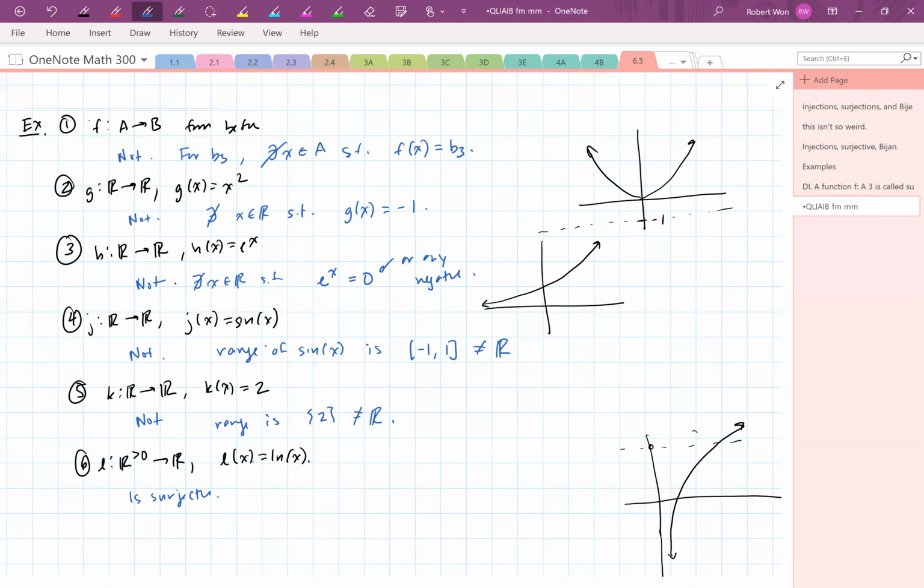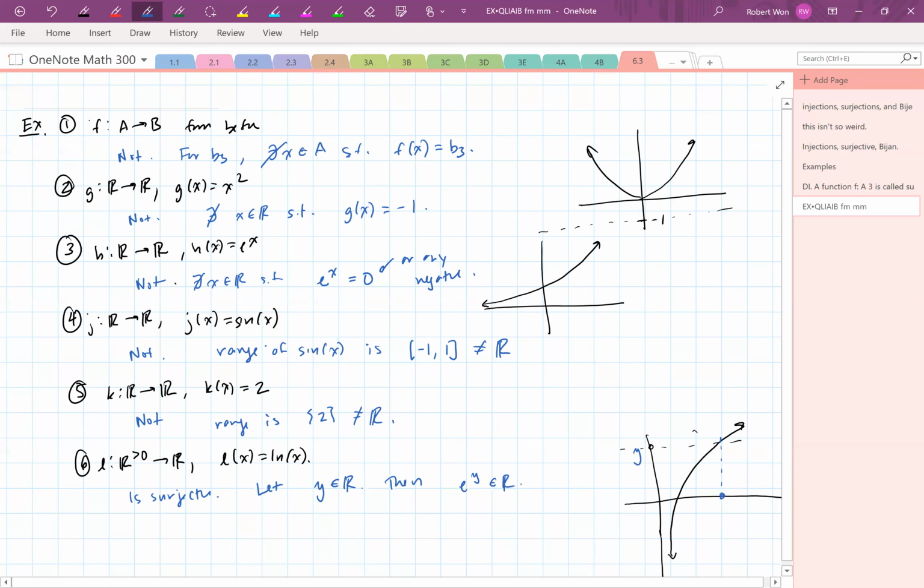And how do we prove it? Let's let y be in R. This is y. I just need to find some element that maps over to it. And there's only one element that maps over to it, namely e to the y. So let y be in R. Then e to the y is also a real number. And L of e to the y equals log of e to the y, which is equal to y.